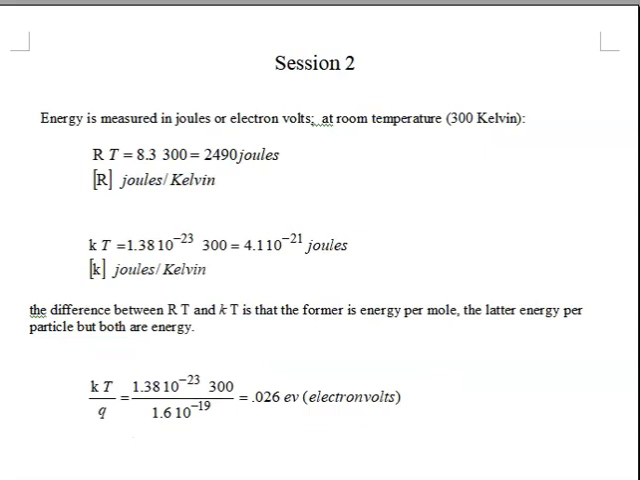Okay, welcome back, and let's just do a real quick review. Last time we said that the energy has the units of joules, and it's equal to RT. R is the universal gas constant. T is the temperature in Kelvin. This is in our world, the big world of flasks and balloons and things like that.